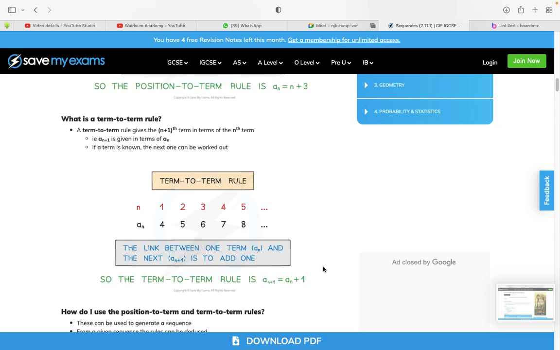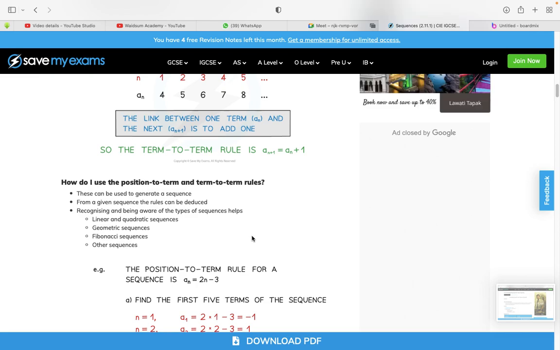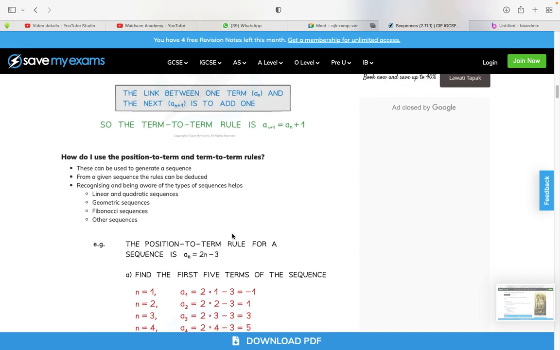So that's the term to term rule. How do I understand the position to term and the term to term rule? These can be used to generate a sequence. From a given sequence, the rules can be deduced. Once you're given a sequence, you can look at the rules that connect one term to the next term. When you recognize this and you are aware of the types of sequence, it will help you.